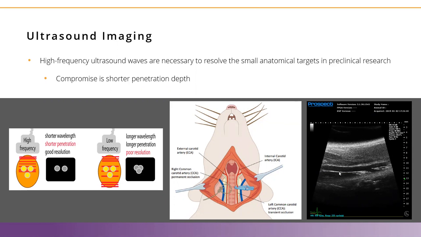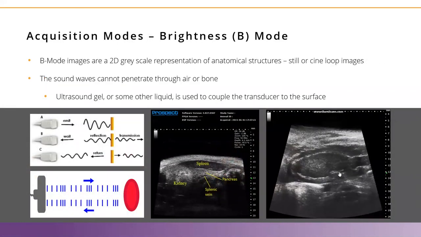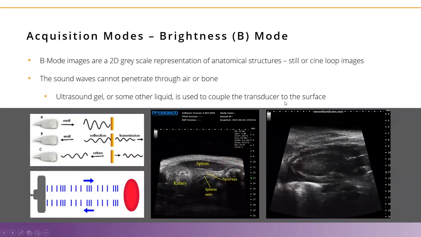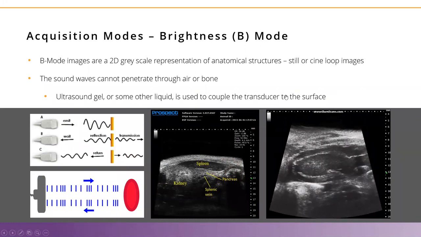So this is where high frequency comes into play with small animals because of the small anatomical targets that we're looking at. So let's move now to acquisition modes. The first one that everyone talks about and everyone generally starts with is B mode, or brightness mode. And this is simply a 2-dimensional grayscale image, which is going to represent the anatomical structures.